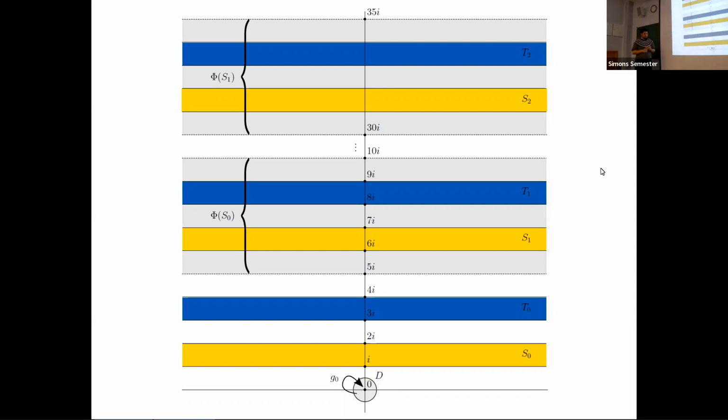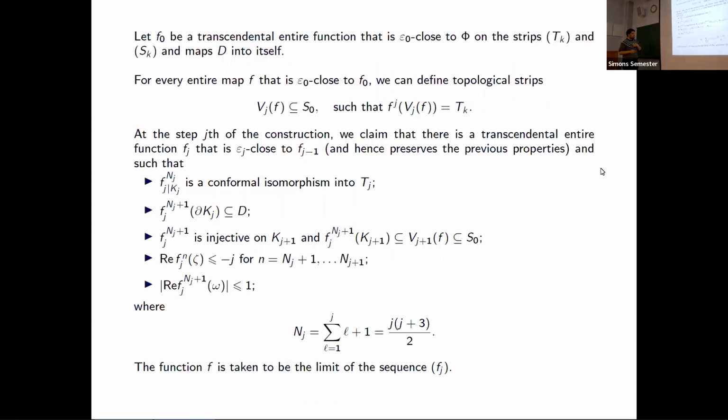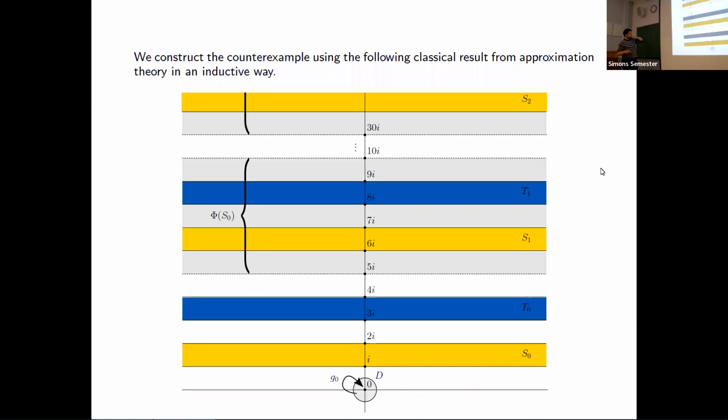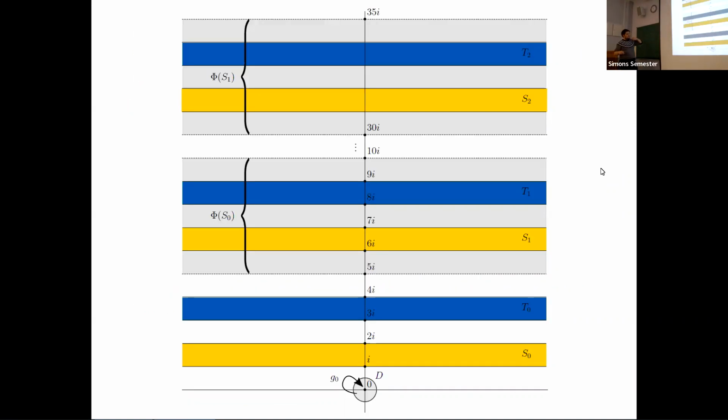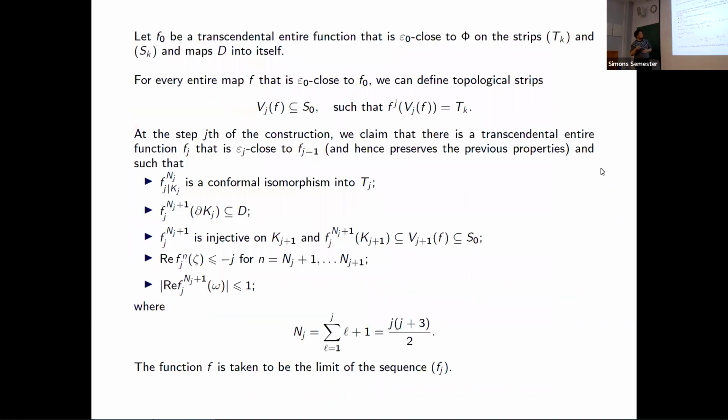Okay, so this is the recipe. I don't know how much I want to say about this, but basically, we need to have this thing where things come back to the strip S0, right? So for every function in our sequence, we can define the preimages of T1, T2, T3, and so on, inside S0. So this is this set that we call VJ.